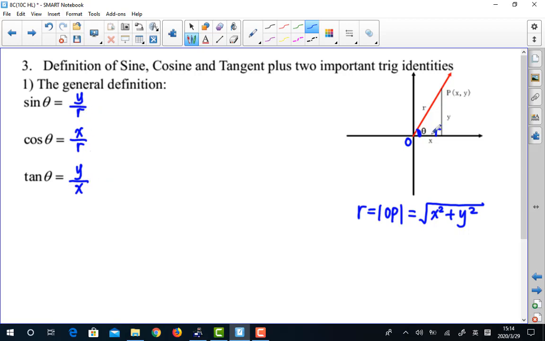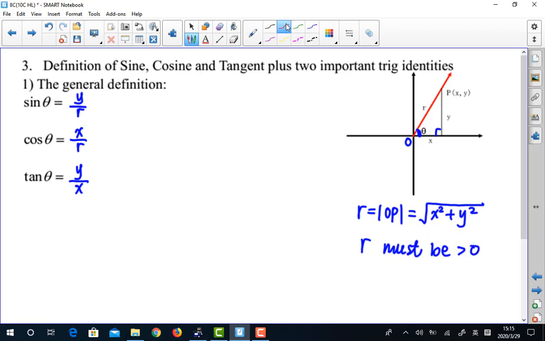Very similar to SOHCAHTOA that you learned in Math 10. And then remember, this r is the distance between O and P. P is any point on the terminal arm. Based on the Pythagorean theorem, this r equals the square root of x squared plus y squared. So r is always positive.